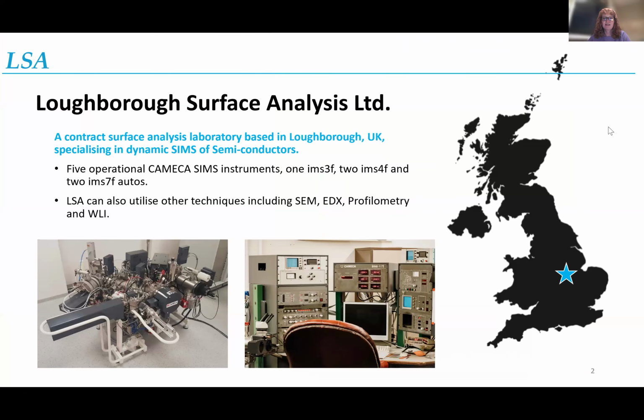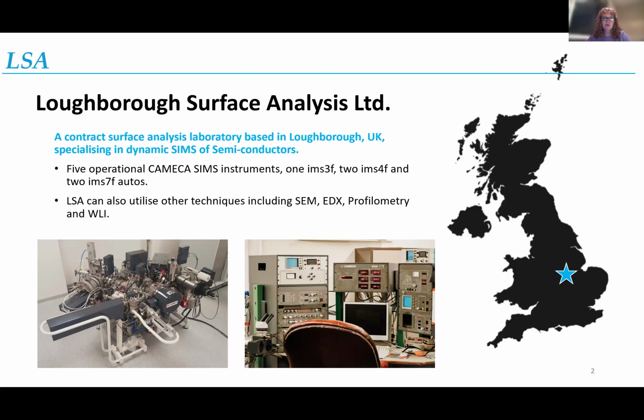We are a contract analysis lab based in the UK, but do all sorts of work nationally and internationally as well. We specialise in dynamic SIMS, specifically the IMS-XF series from Cameca, in which we have 5 machines: 1 3F, 2 4Fs and 2 7F autos, as well as many other parts of 3Fs and 4Fs that we're currently putting back together to build a 6th machine as well.